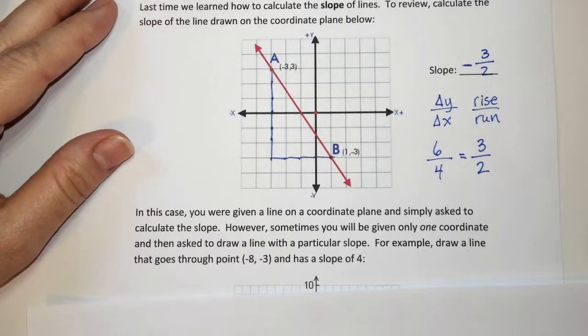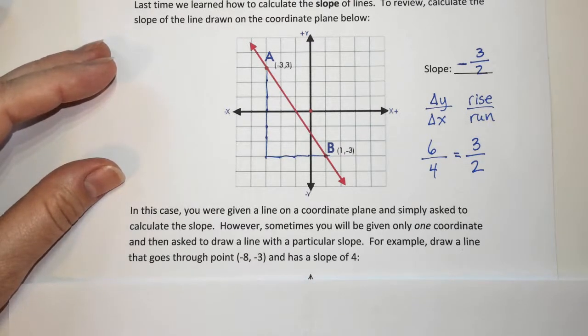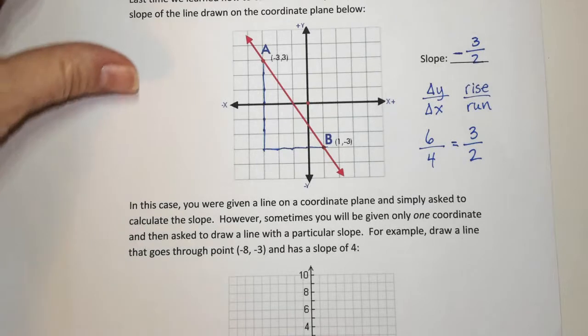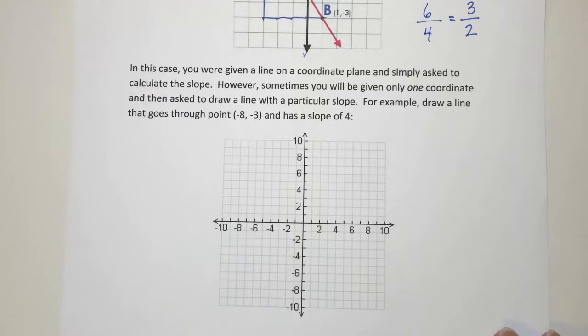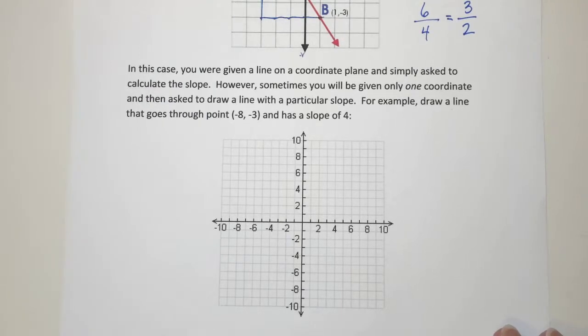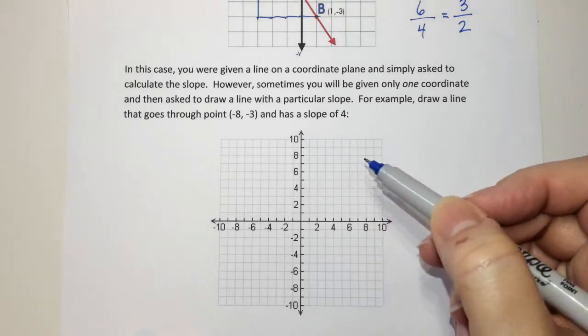Now in this case, you were given a line on a coordinate plane and simply asked to calculate the slope. However, sometimes you will be given only one coordinate and then asked to draw a line with a particular slope. For example, draw a line that goes through point -8, -3, and has a slope of 4. We're only given one point this time. Remember, our definition, though, of a line says it has to have 2 points. So in this case, what you'll need to do is graph your first point and then use your clue here to find a second point.